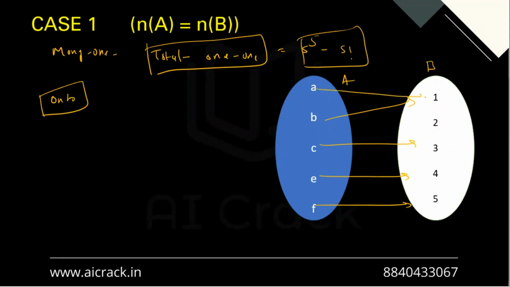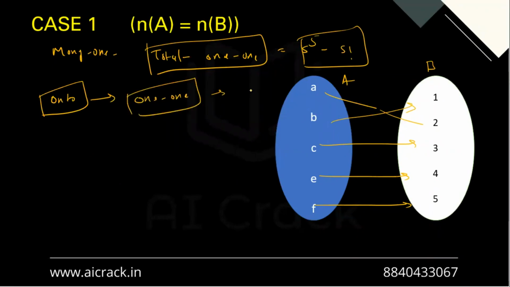I cannot do this. When I'm doing this, 2 is left behind, which is not possible for the onto case because range is not equal to codomain. Over here, codomain is 1, 2, 3, 4, 5, but in this case, range would be 1, 1, 3, 4, and 5. That is not possible. So this is the only case, singular kind of mapping, one-one mapping. So basically, the number of onto functions in this case is nothing but one-one functions.